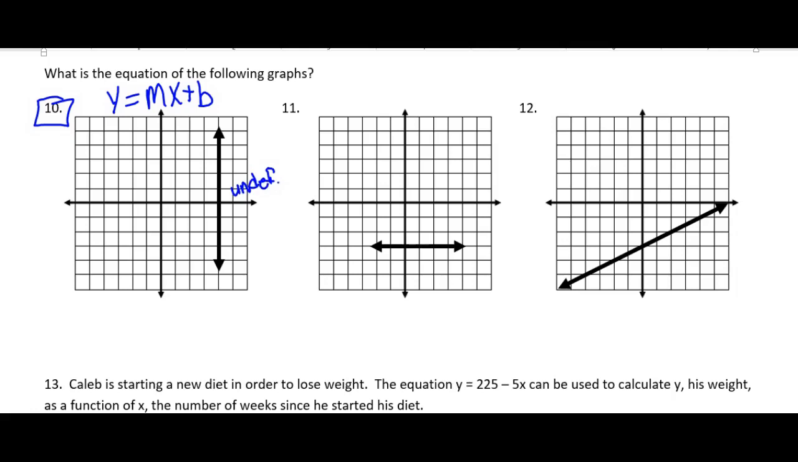So we don't really have a number for slope. We can't plug a number in for x. The y-intercept is where this line crosses the y-axis. Well, they don't cross. So there's not a y-intercept.